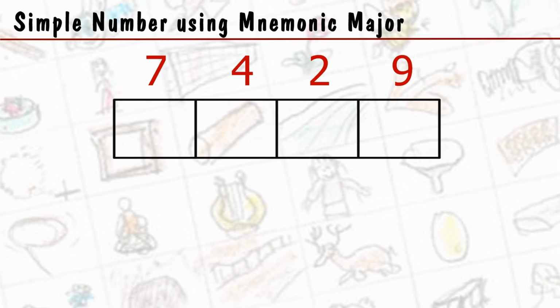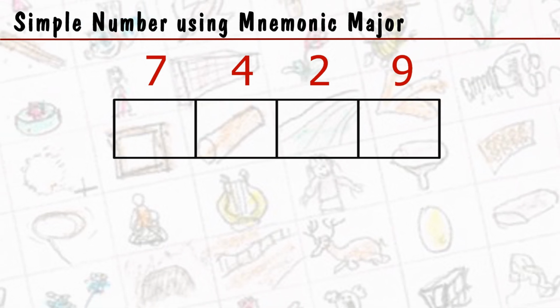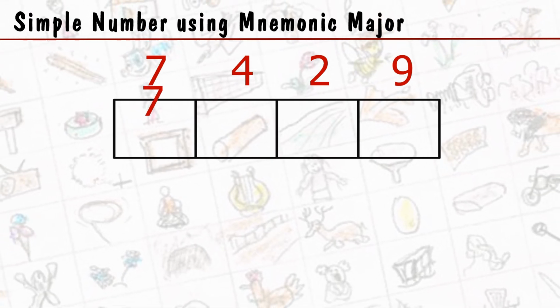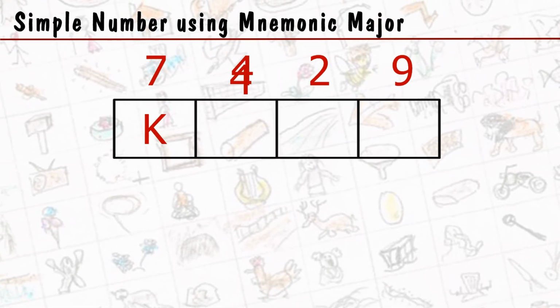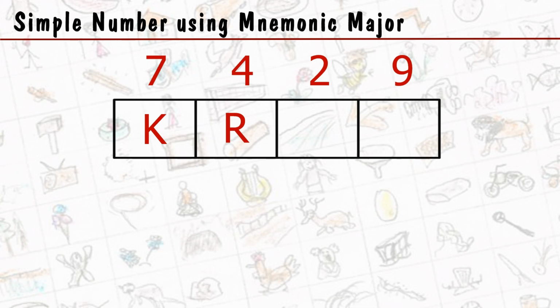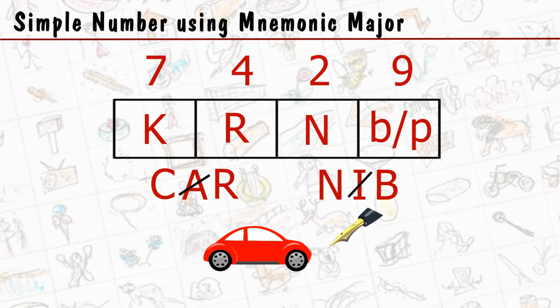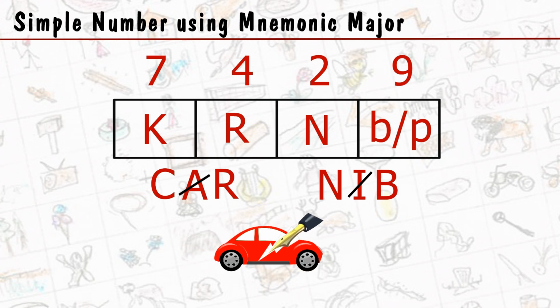7429. As per the Mnemonic Major System we just learned, we note that 7 corresponds to K and 4 corresponds to R. 2 corresponds to N and 9 corresponds to B or P. Once we make a table with K, R, N, B, we'll read it fluently as car nib. We can visualize it as if a car is being pierced by a nib.